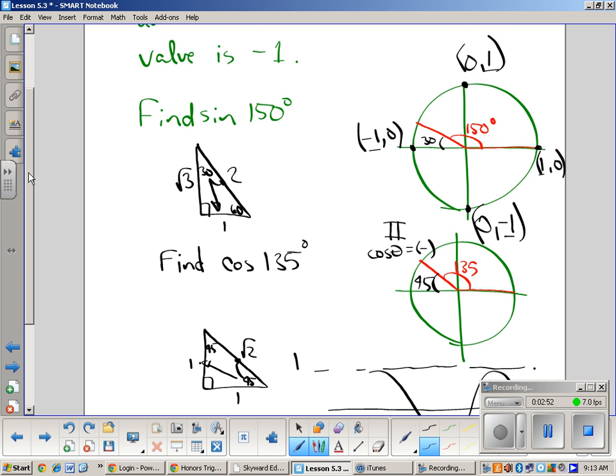So, find the sine of 150 degrees. If we draw 150 degrees, this red angle right here, the reference angle to that terminal side is 30 degrees. And if we look at a 30-degree angle, the opposite is 1, the hypotenuse is 2. And sine is the y value, and y in this quadrant right here is positive. So it's going to be 1 over 2.